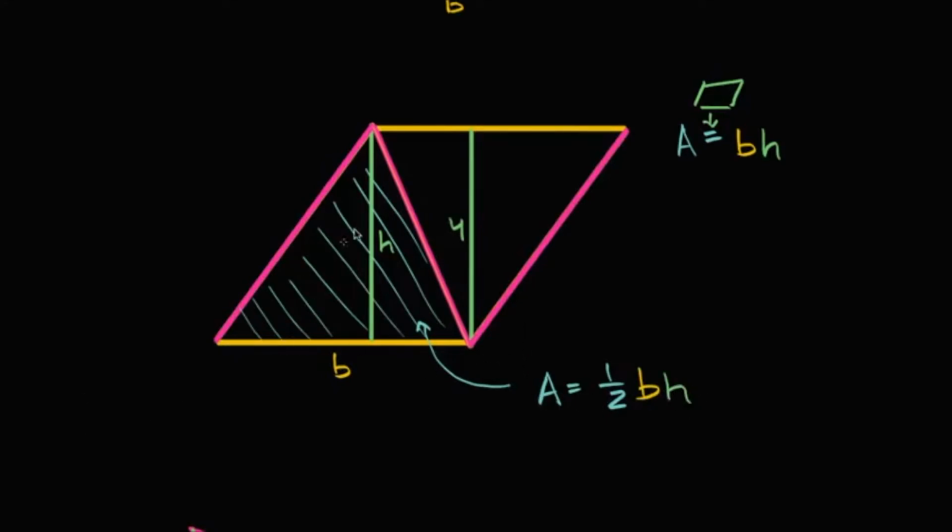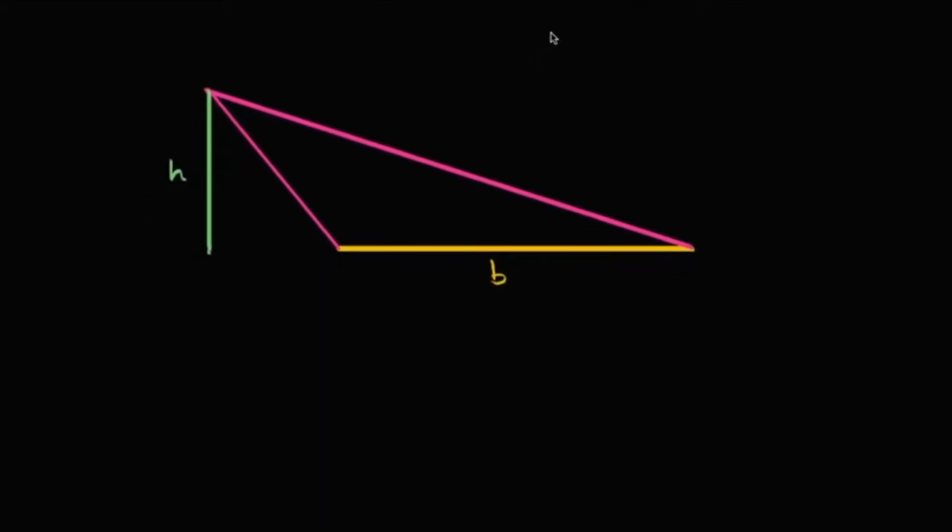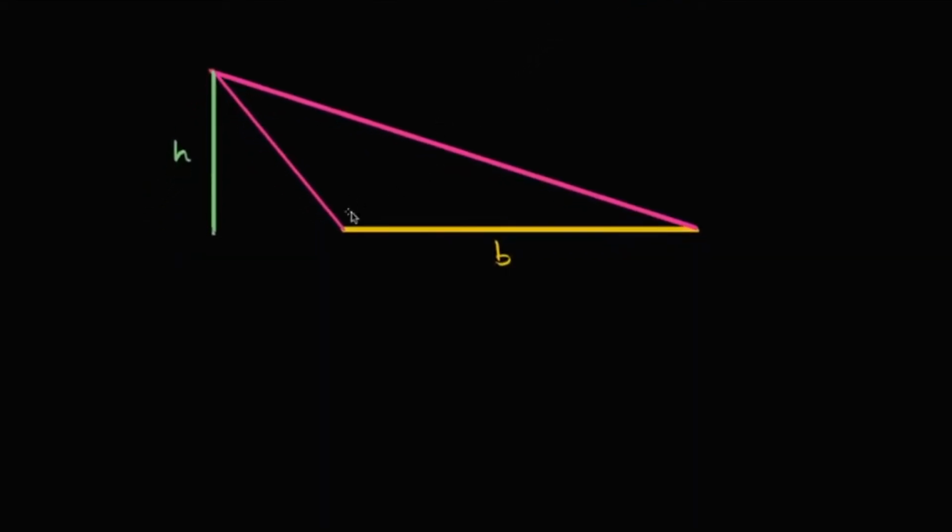And you might say, okay, maybe it worked for this triangle, but I want to see it work for more triangles. And so to help you there, I've added another triangle right over here. You could view this as an obtuse triangle. This angle right over here is greater than 90 degrees. But I'm going to do the same trick. We have the base, and then we have the height.